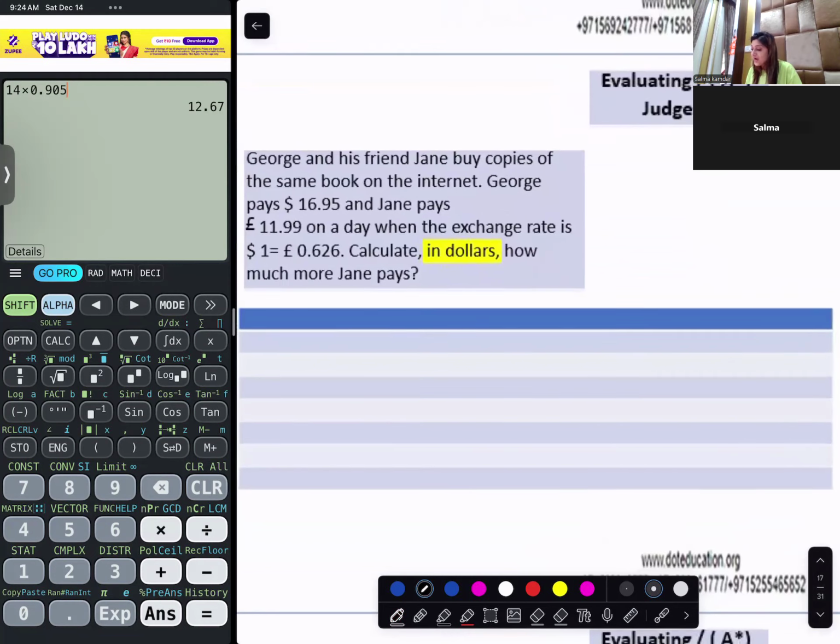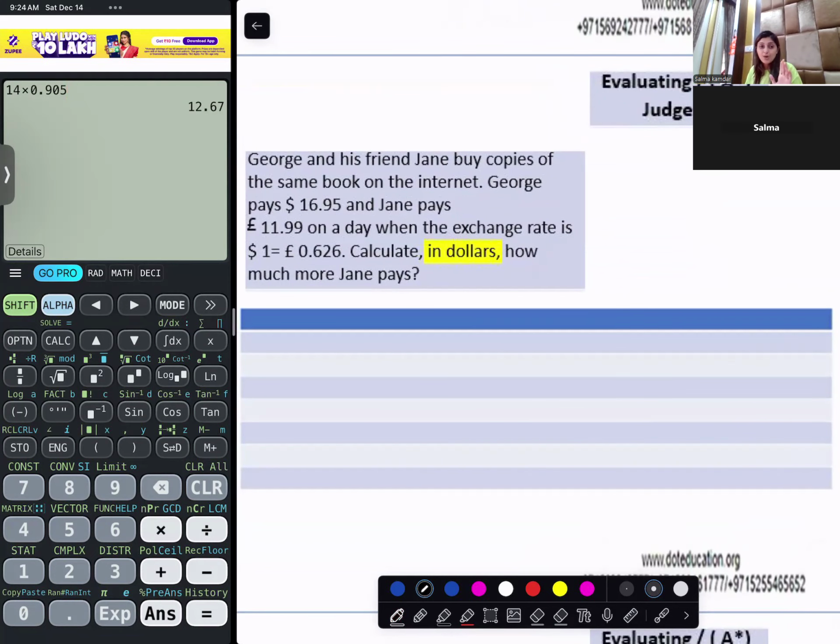Next sum. This is for higher order thinking skills. Pause, try, come back. George and his friend Jane buy copies of the same book on the internet. George is paying how much? Dollar 16.95. And Jane is paying how much? Pound 11.99. $1 is equal to 0.626 pounds. I want to calculate in dollars. How much more does Jane pay?